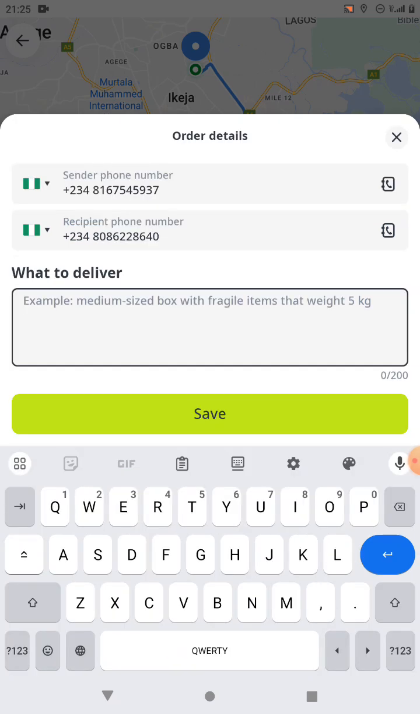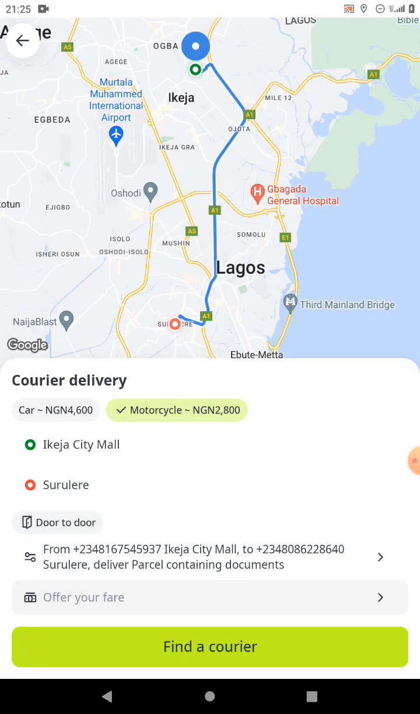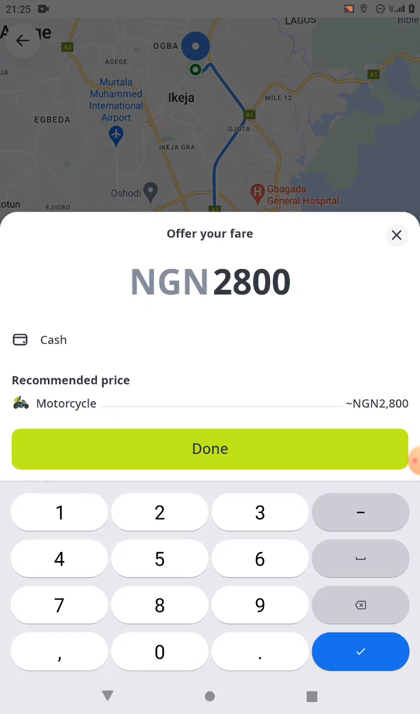Okay, what do you want to deliver? Let's just say a parcel containing documents. Okay, so just press save, then find a courier. You can see what I'm trying to say now. The average price from Ikeja to Surulere is 2,800.